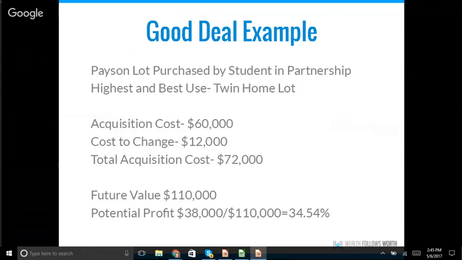So we figured our future potential here would be $110,000, meaning $117,000 minus some commissions and closing costs. We felt real comfortable we could get around $110,000. If we take $110,000 minus $72,000, that gives us a potential profit of $38,000. $38,000 divided by that future value of $110,000 is 34.54%.